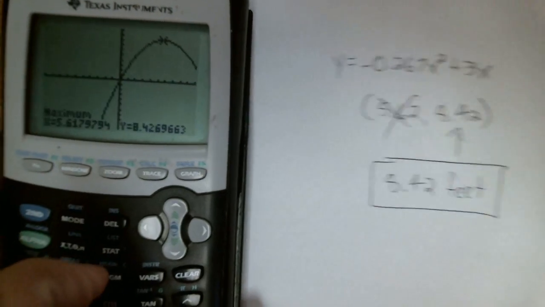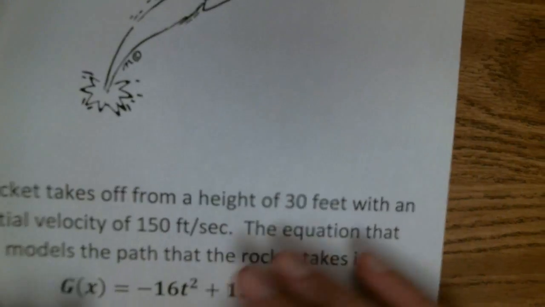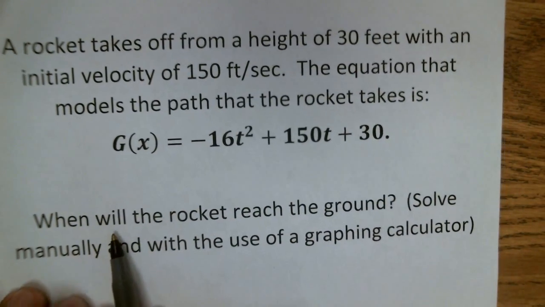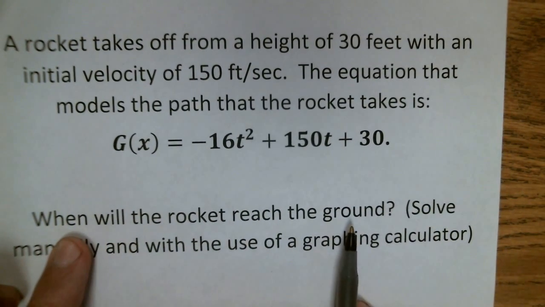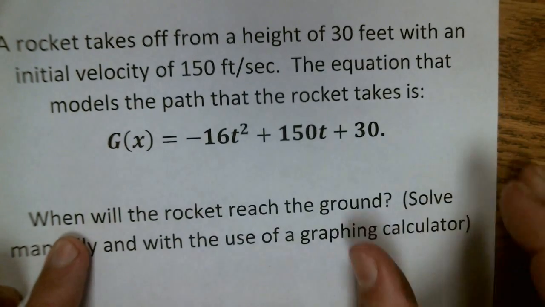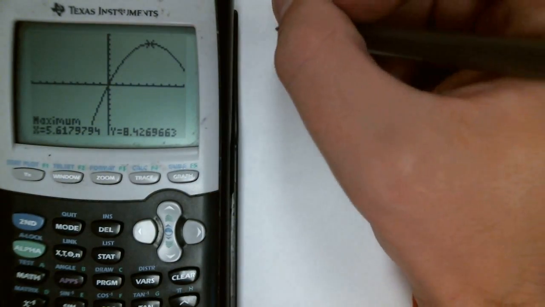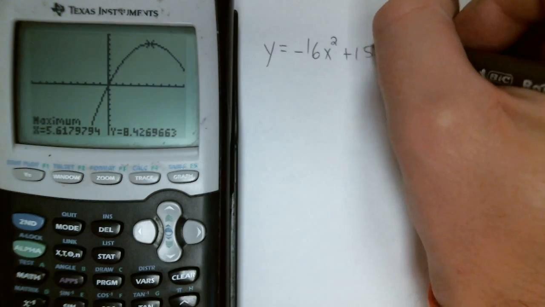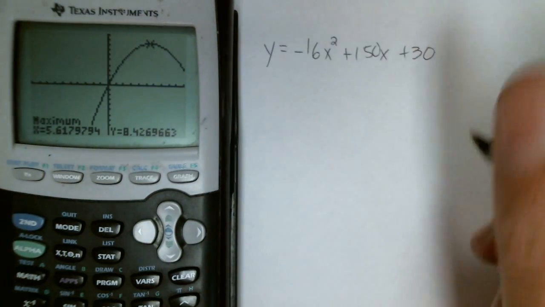Okay, so let's move on to the last one. Mr. Rocket. We are launching rockets in the air. Here's the equation for the rocket. Here's a trick word: when will the rocket hit the ground? Okay, ground. So that lets me know I am looking for an x-intercept. How does it come back down and hit the ground? Okay, so let's write the last one. Stay with me. You can do it. y is equal to negative 16x squared plus 150x plus 30.